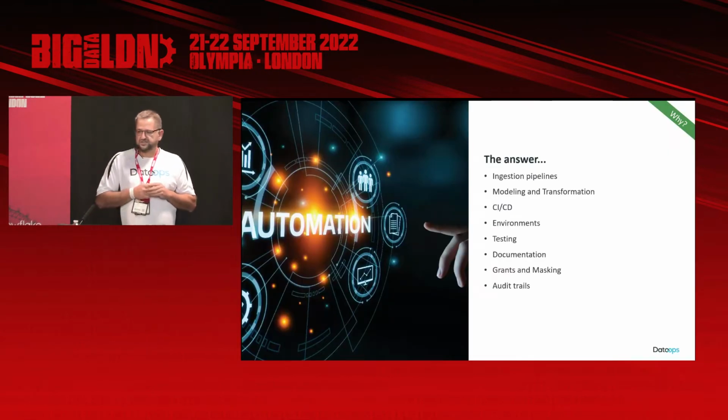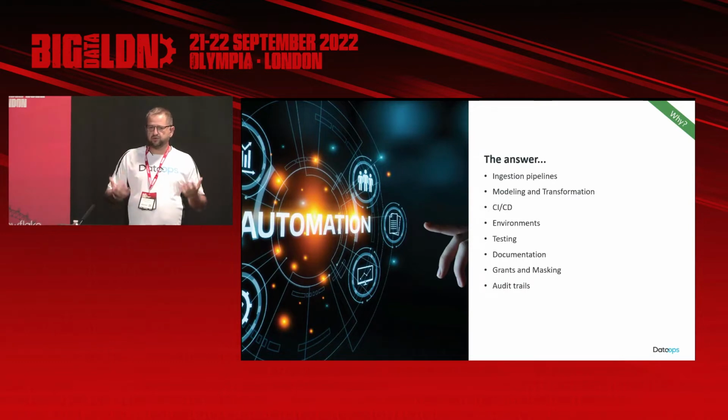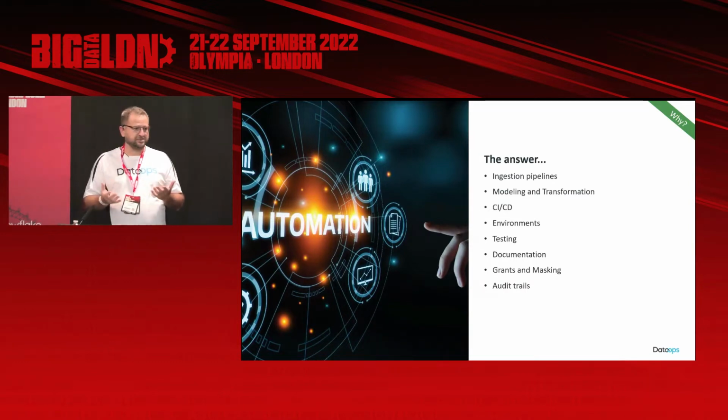So one of the first keys in being able to do DataOps is automation. You have to have as much automation as possible in order to get the kind of velocity that you need, in order to get the kind of governance that you need.